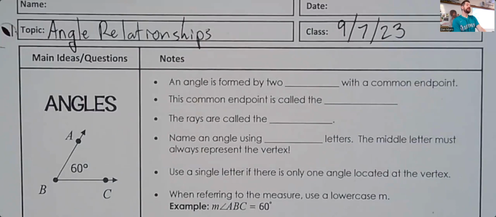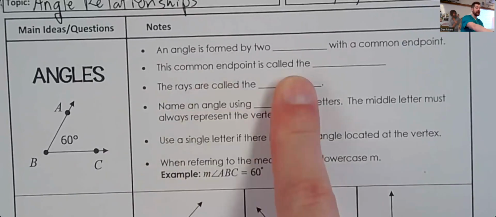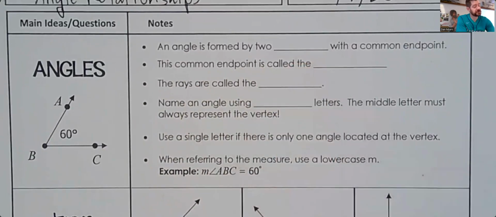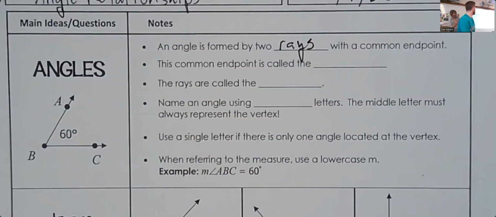Now, based on our definitions, we're going to be able to fly through a lot of these notes, at least the first page or so. So we got our little diagram over here. And then based on our definition of angle, an angle is formed by two what? Go back to it. Somebody let me know. Rays. All right. So the word is rays. There you go. Angle formed by two rays with a common endpoint.